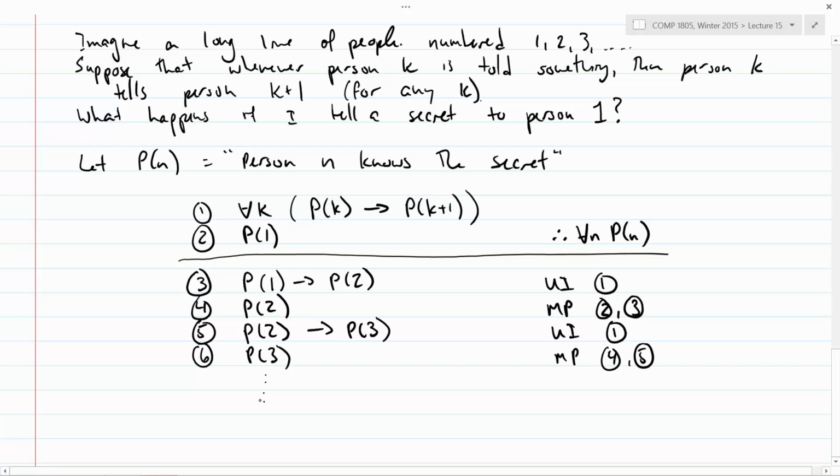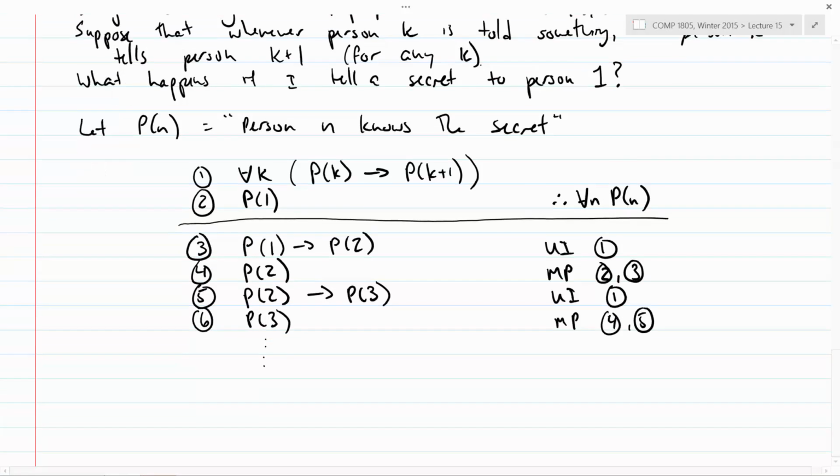And this pattern keeps on going, right? I can derive P2, I can derive P3, I'll be able to derive P4, P5, P6, P7. And this pattern just keeps on going, right? Nothing's going to interfere with what's going on here.